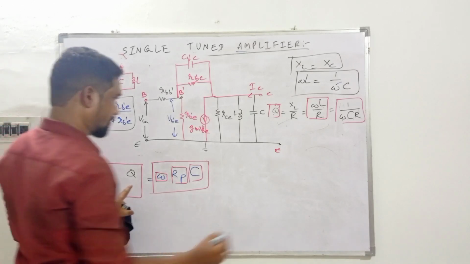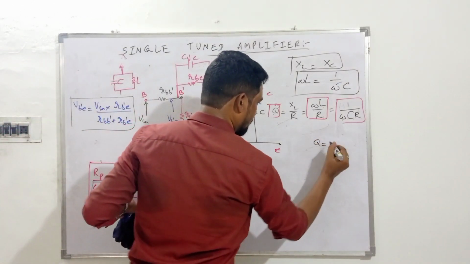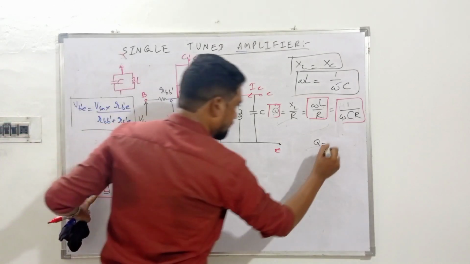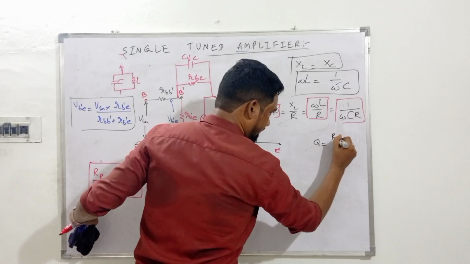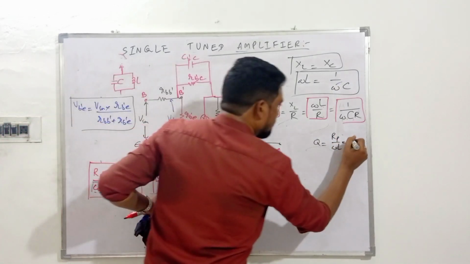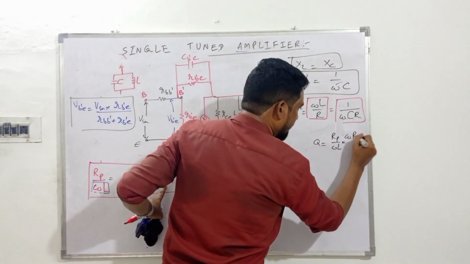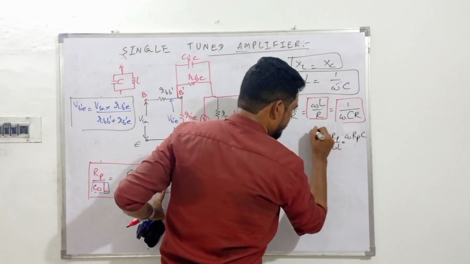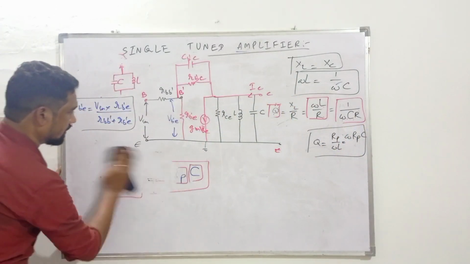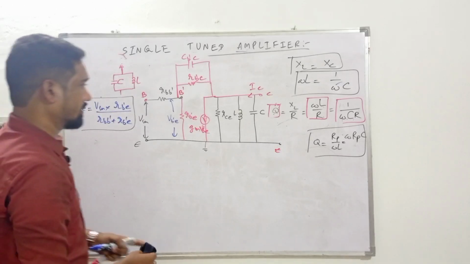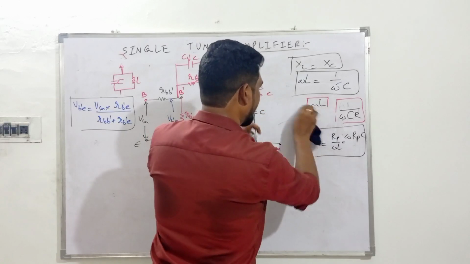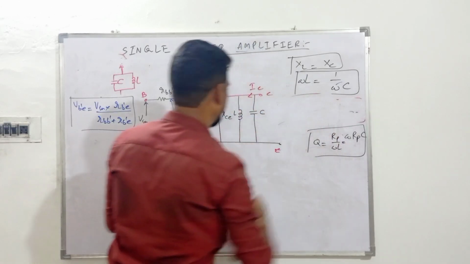I need this place. So what are the forms Q has? Q equals Rp by omega L, which is equal to omega Rp into C. Even this is Q. Q has these many forms, right? So here, guys, even this is Q.